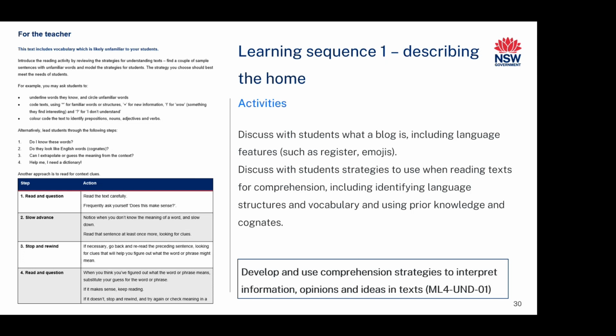Students then explore features of a blog. Discuss with students what a blog is, strategies to use when reading text for comprehension, including identifying language structures and vocabulary and using prior knowledge and cognates. This activity develops comprehension strategies to interpret information, opinions, and ideas in texts.